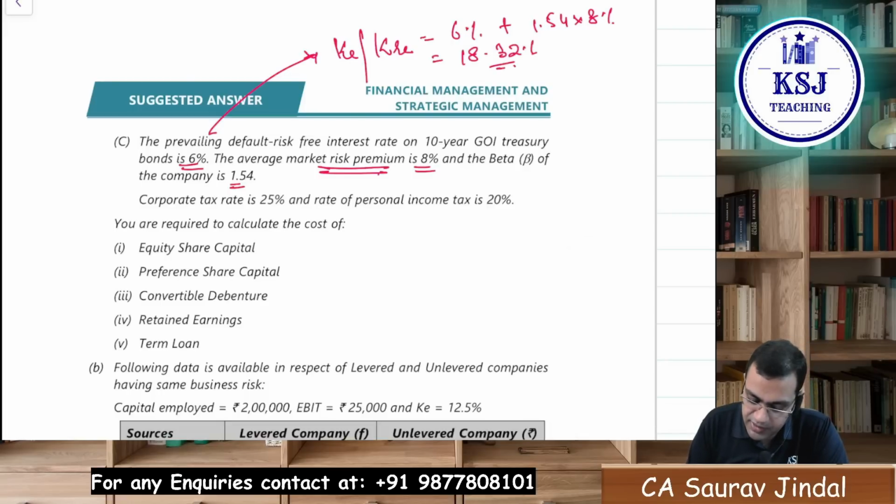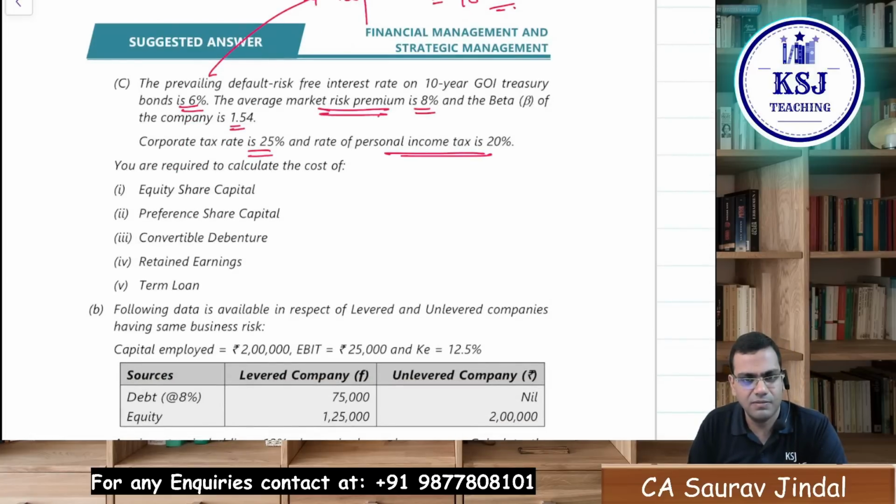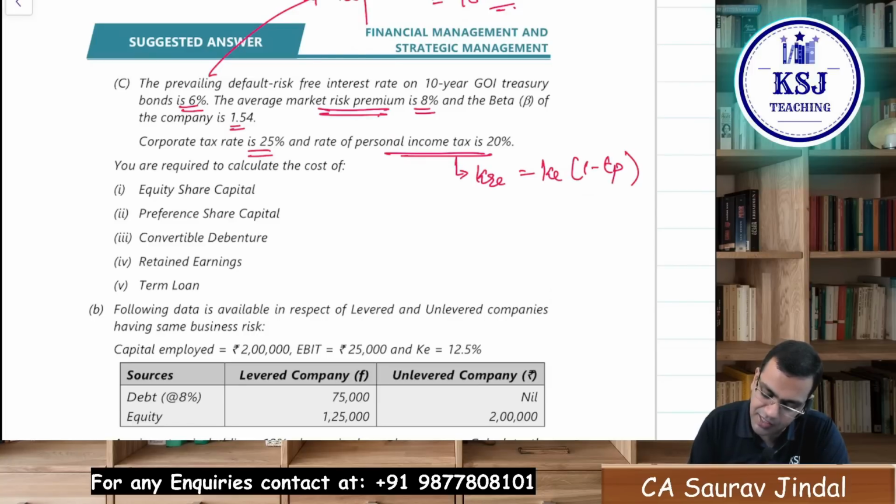The corporate tax rate is 25% and rate of personal tax is 20%. So why is the rate of personal tax given? Because for KRE, you can also calculate as KE into 1 minus TP, that is the personal tax rate. This also you can do for the calculation of KRE. Right, so both ways it is correct. Both the alternatives are correct, sir.